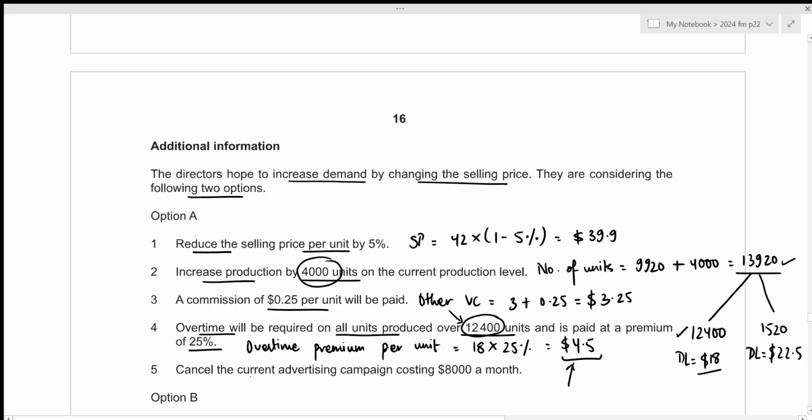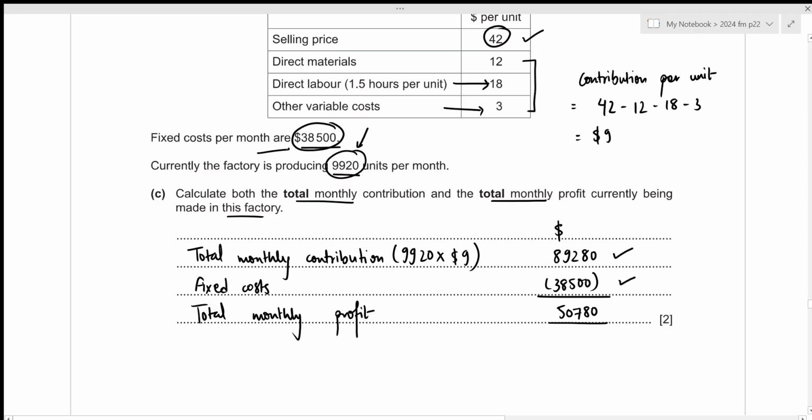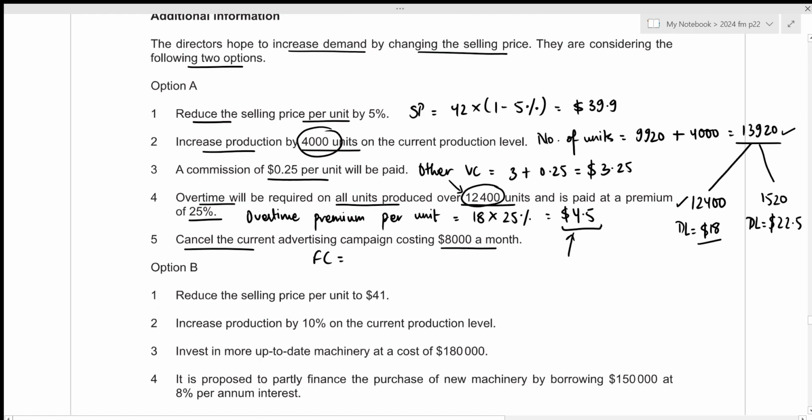Then we need to cancel the current advertising campaign costing 8,000 a month. Since we are now cancelling it, this will reduce our fixed cost. The previous fixed cost per month was 38,500. Now we are reducing it by 8,000. So this results in the new fixed cost of 30,500.